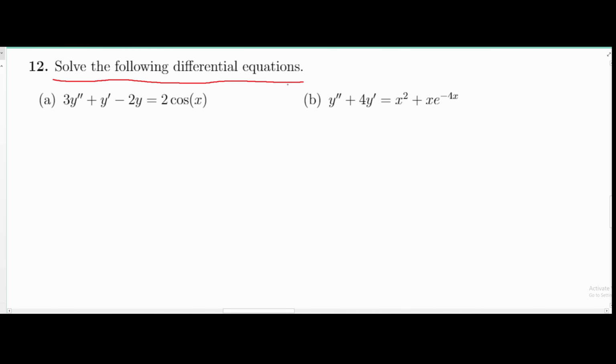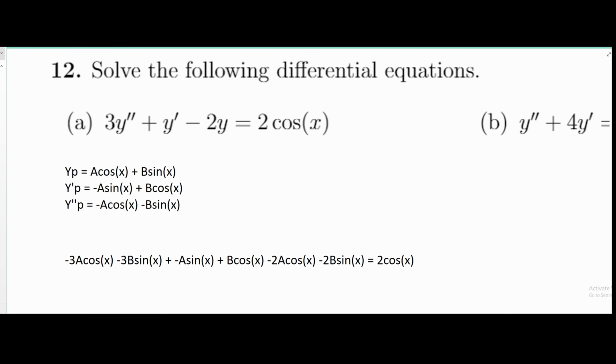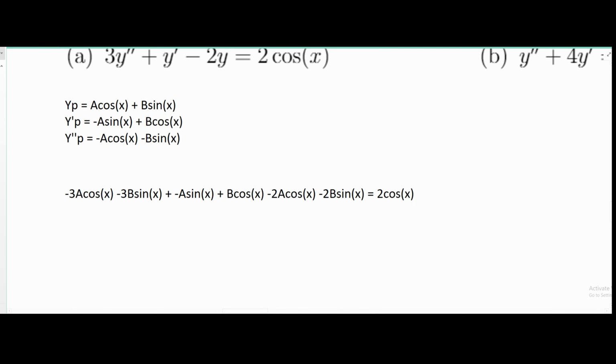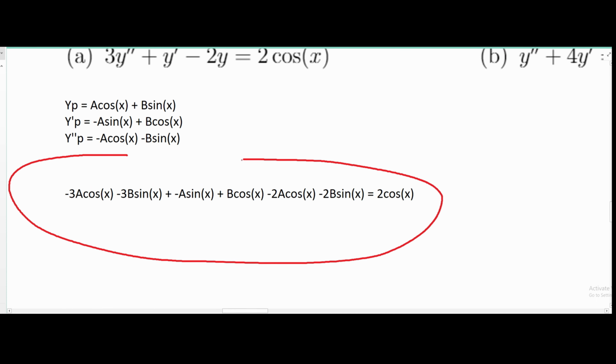For 12, we're asked to solve the following differential equations. Since we have a cosine of x over here, we need to use this form of yp. yp is equal to a cosine of x plus b sine of x. We must take the derivative of that and the derivative of that, so we can plug it into here and here. After we plug everything in, this is what we're left with.